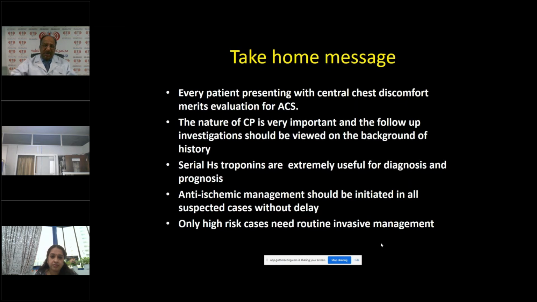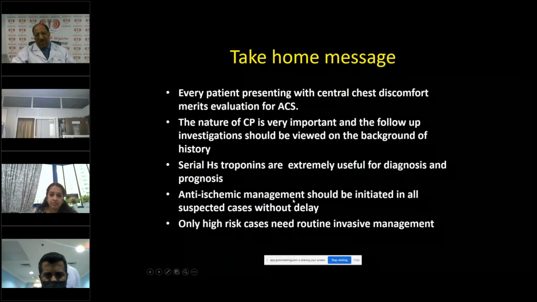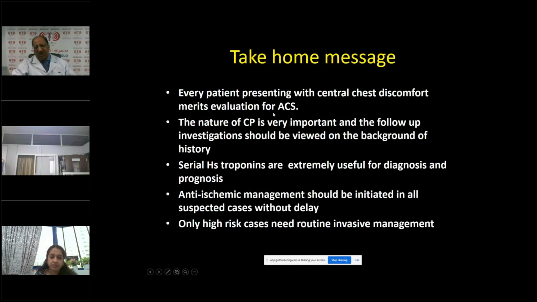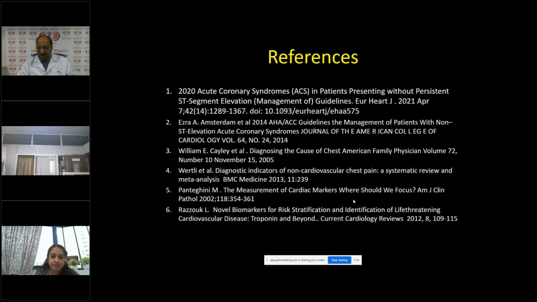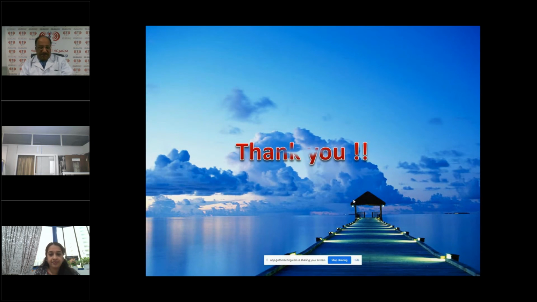Anti-ischemic management should be initiated in all suspected cases without delay. So whenever there is a working diagnosis of ACS on the basis of history and or ECG, the loading dose should be given without waiting for the troponin levels. Troponin levels will take about 60 minutes. That's the turnaround time. So before that, the treatment should be started because anytime such a case can go on to a STEMI or they can develop a cardiac arrest. So it should not be delayed. And only high risk cases need routine invasive management. Thank you so much for the kind attention.